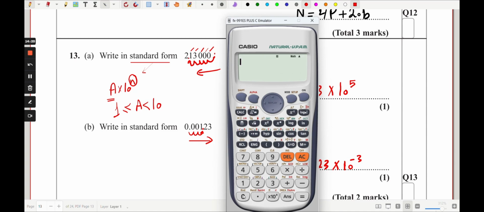Again, 0.00123 equal. It's in standard form now. Sorry, I should write it in standard form, so it's 1.23 times 10 to the power of minus 3. It's now written here in standard form, so press shift and the ENG button. Do it again.